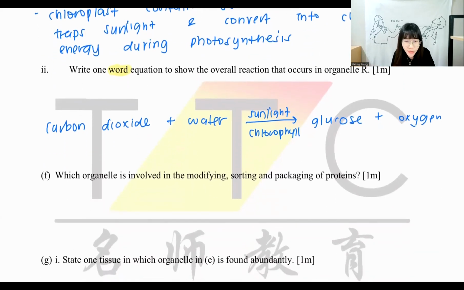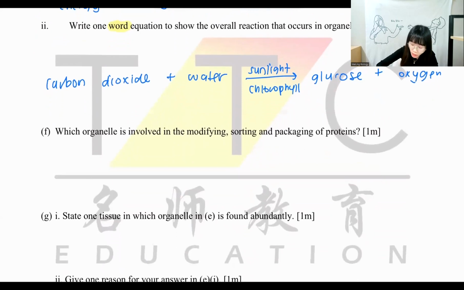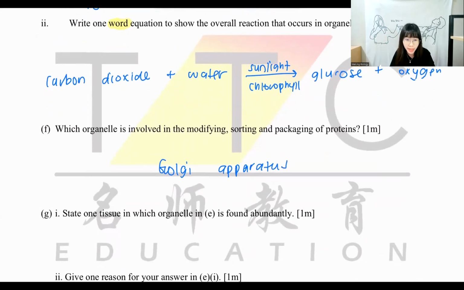Okay, which organelle is involved in modifying, sorting, and packaging of protein? If you want to act like a factory, you're going to be a factory, right? What is the organelle that acts like a factory? It's called Golgi apparatus. Very good. Usually when we write, we have to write a capital letter, guys. Golgi apparatus. The G has to be capital most of the time.